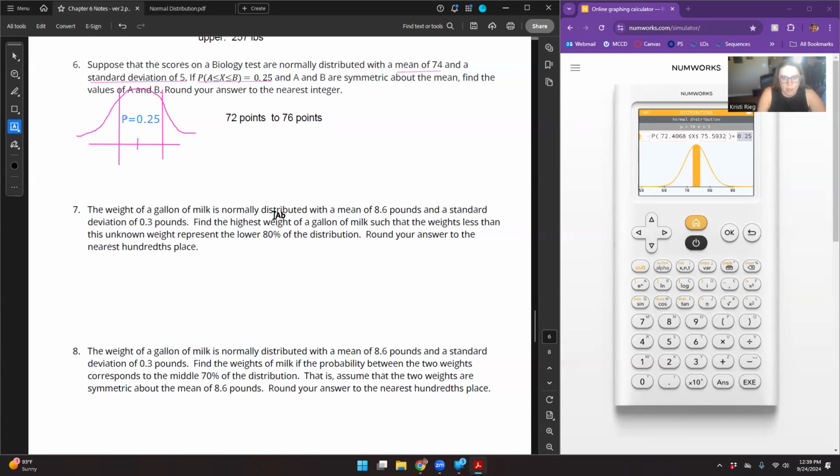Okay, if we wanted anything other than symmetric about the mean, it would have to be listed like above, where it's like what are the lower and upper percent. So if it just gives you the in-between percent, that's how you do it.